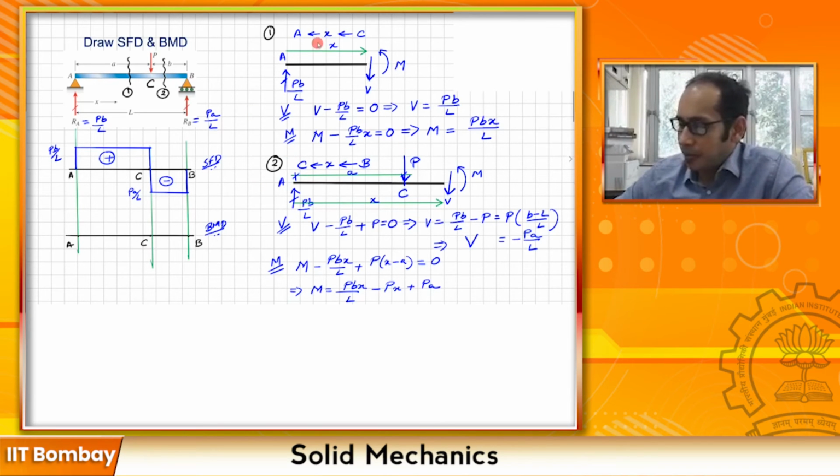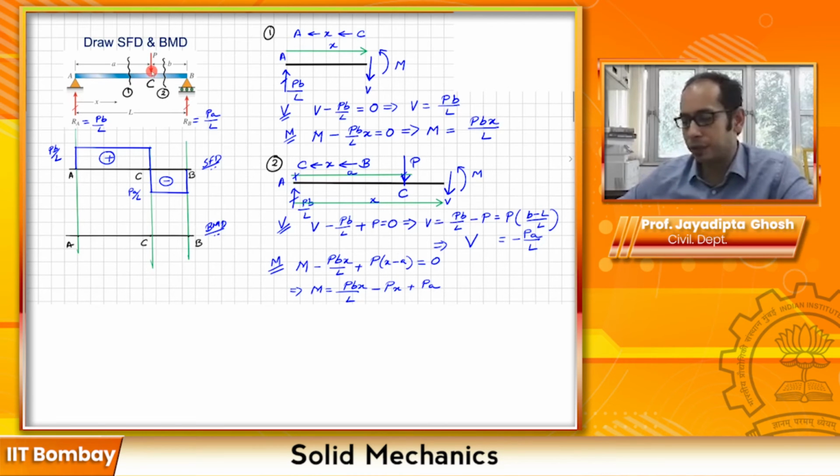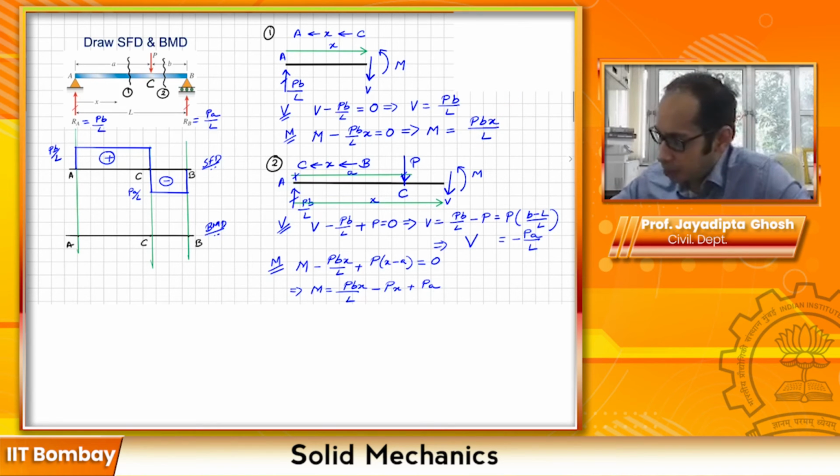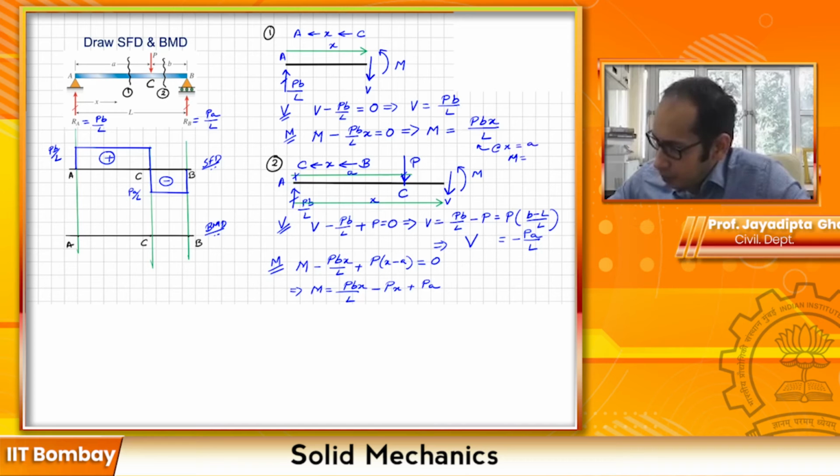So from A to C, your M becomes PBX divided by L. So essentially when X is 0, that is at A, you have a 0 bending moment. And when X equals A, that is just to the left of C over here, the value of M becomes equal to PAB divided by L. So let's just mark it over here, that at X equals A, I have the moment as PAB by L.